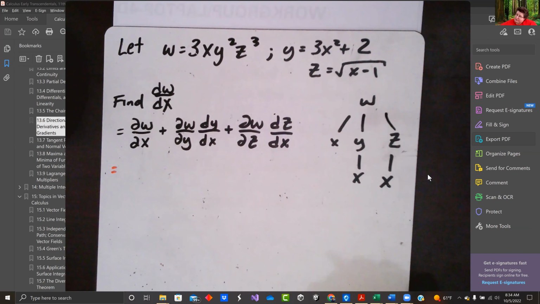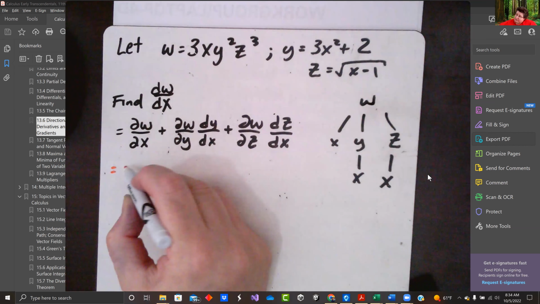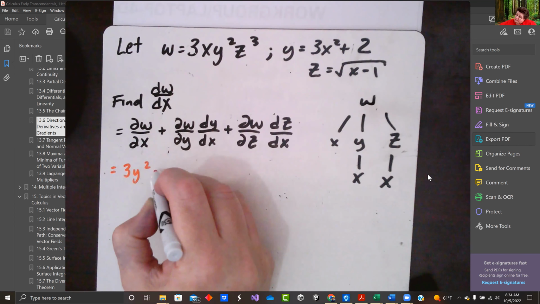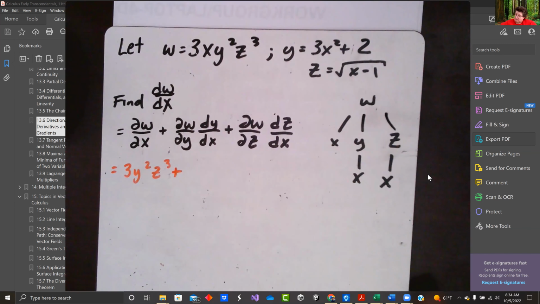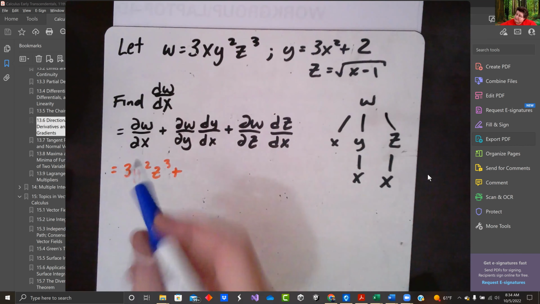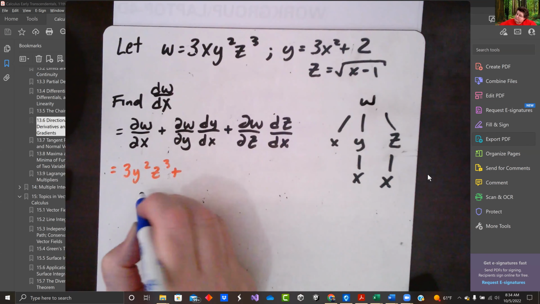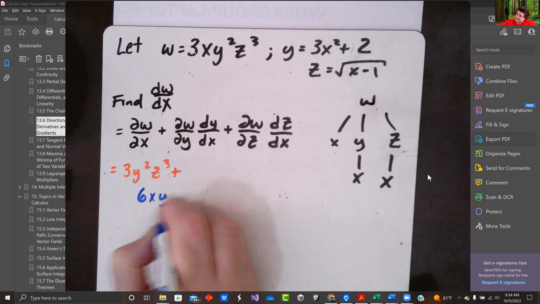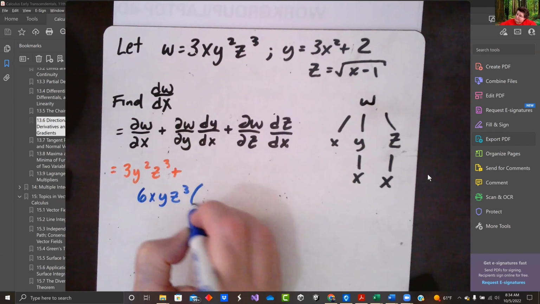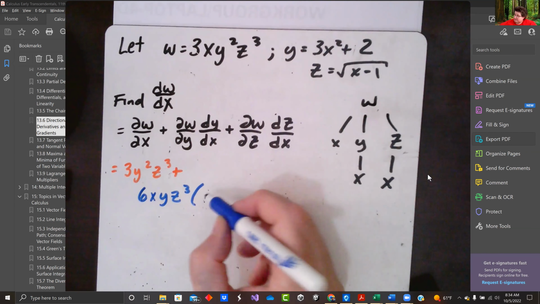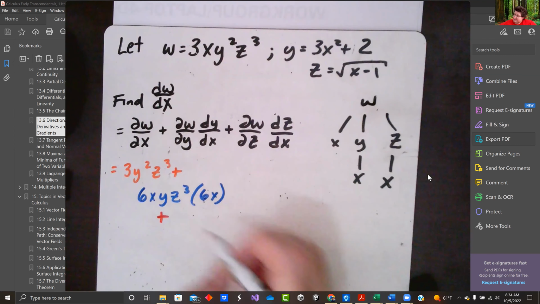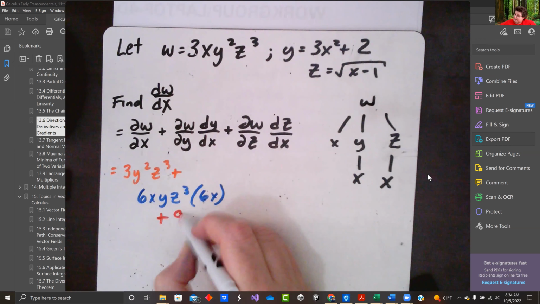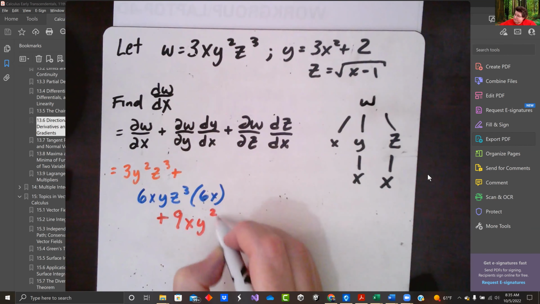So what are we getting here? dw dx. Well, that's easy. You just drop the x. Plus, then we'll look at the dw dy. We have 6xyz cubed times dy dx, which is 6x. And then we do dw dz, which is 9xy squared z squared.